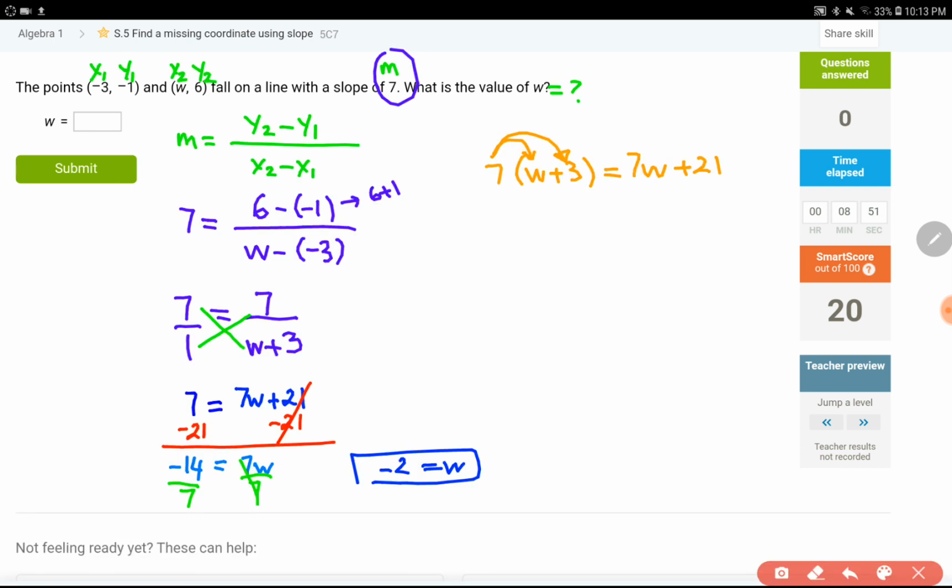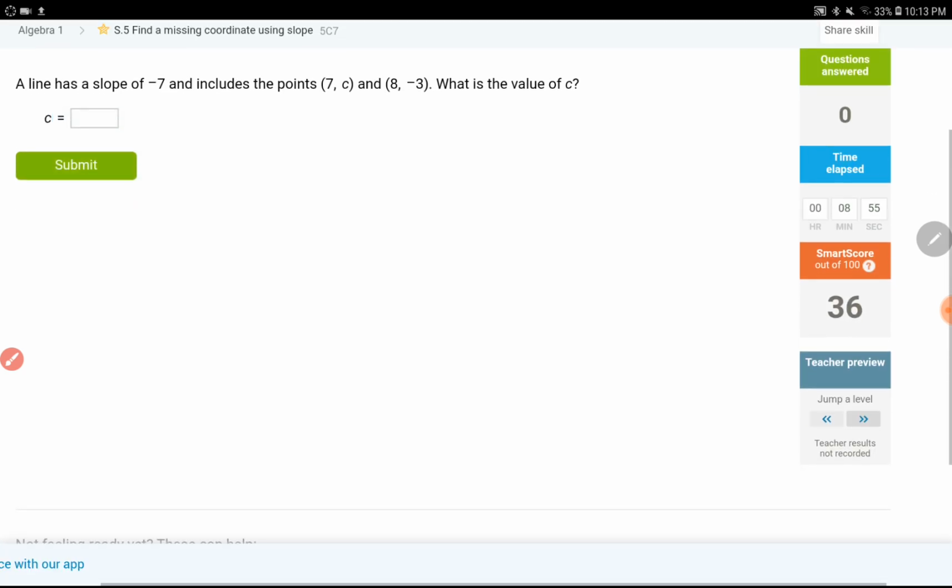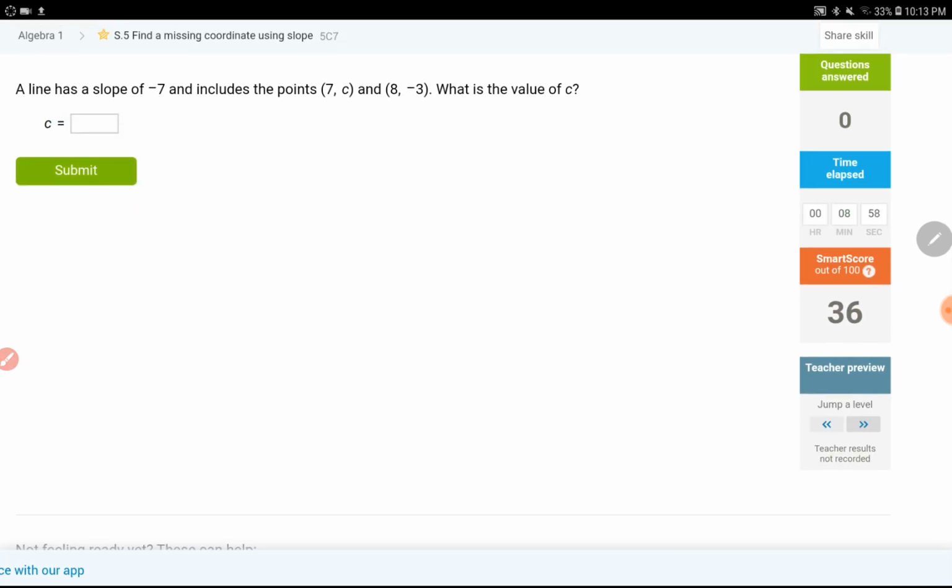Okay, moving on to the next one. Point is 36. Let's see if the question is any different. It doesn't look different at all. A line has a slope of -7. That's the m. This is x1. The only difference is they're just changing the place of the variable. Y1, x2, y2.